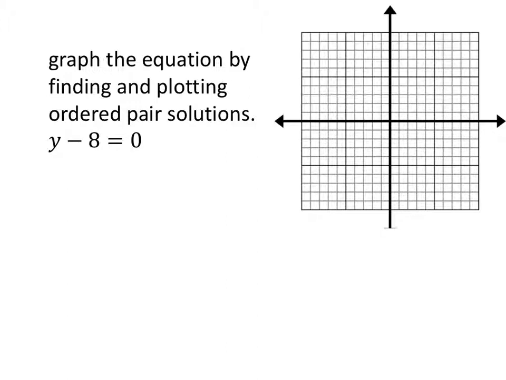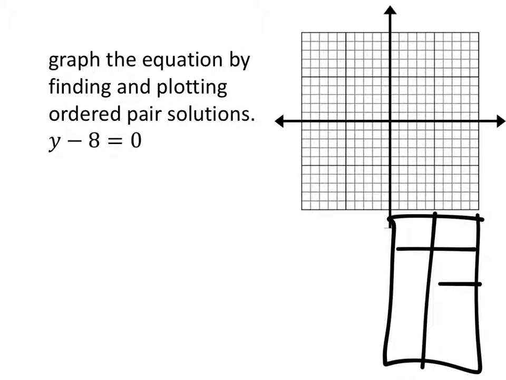All right. We're going to graph this equation by finding and plotting ordered pair solutions. So it's just a table again on this thing. We'll find 3 values for this. However, you notice the x is not in the equation, which is actually a very good thing.